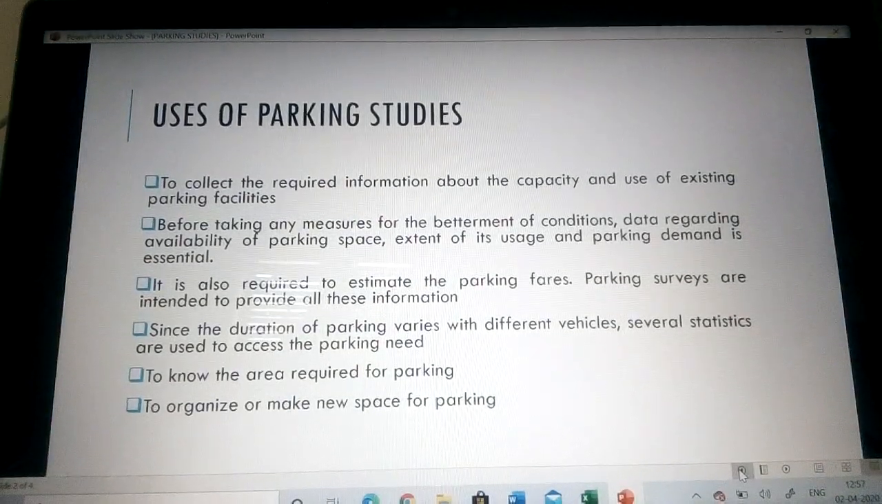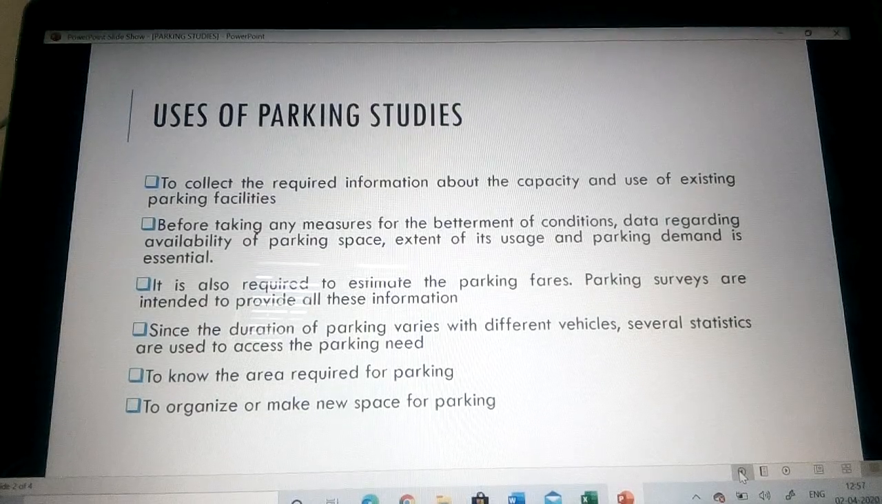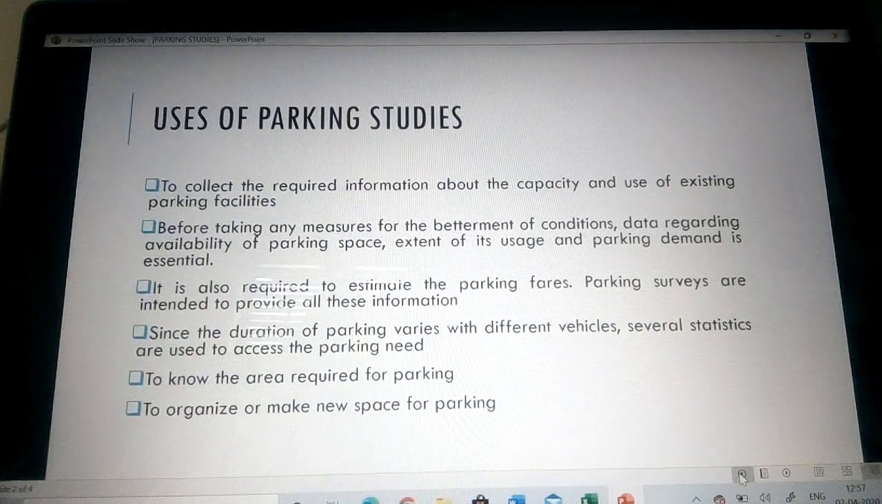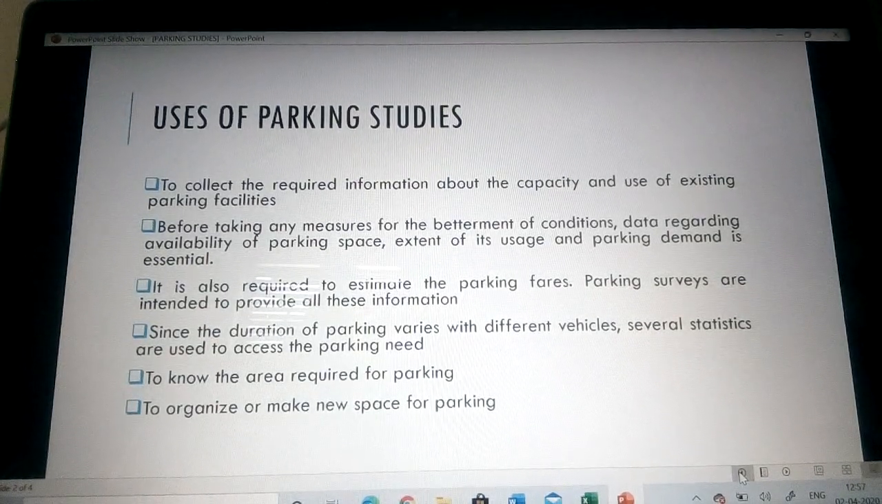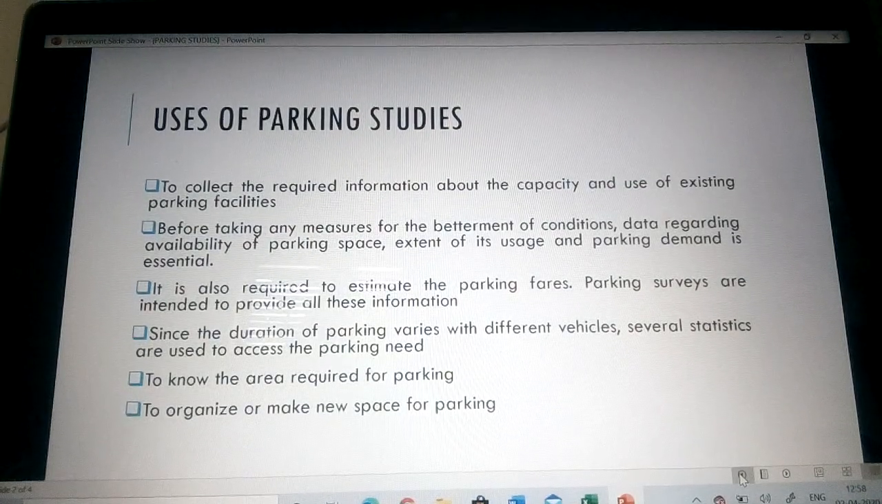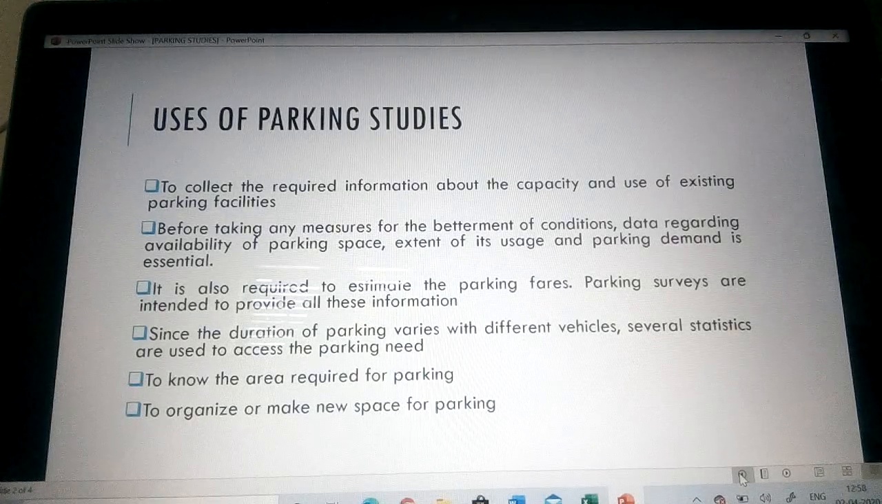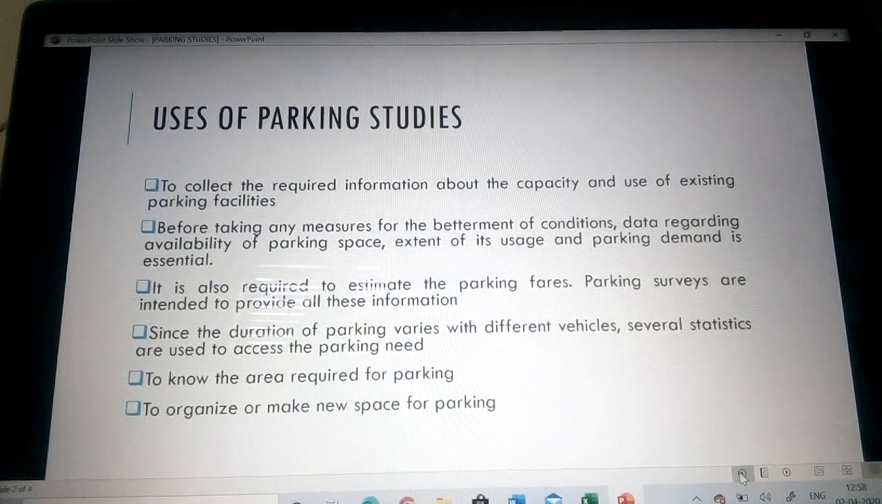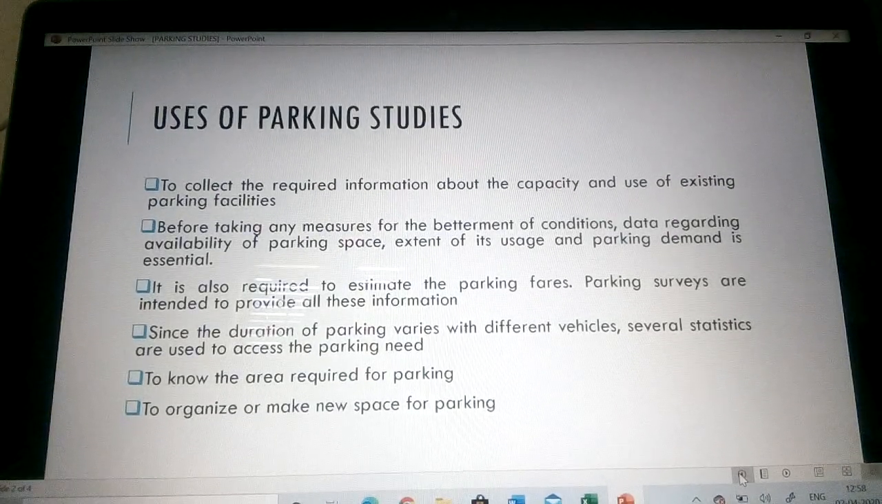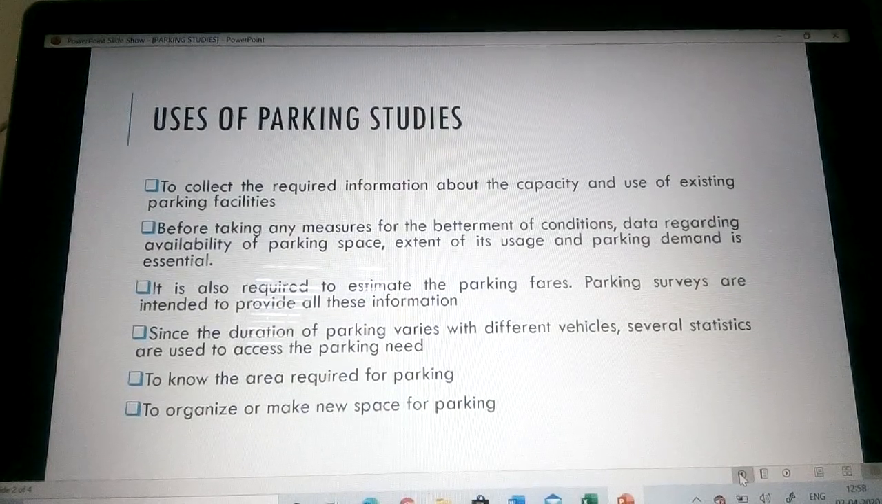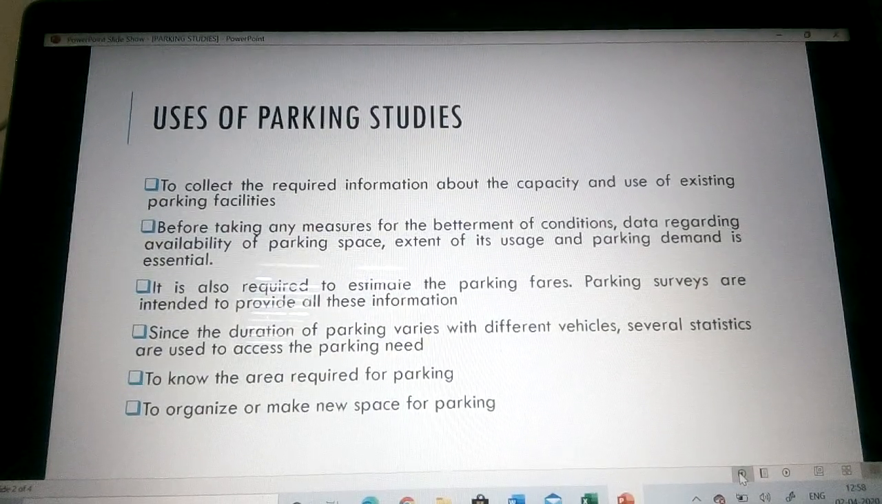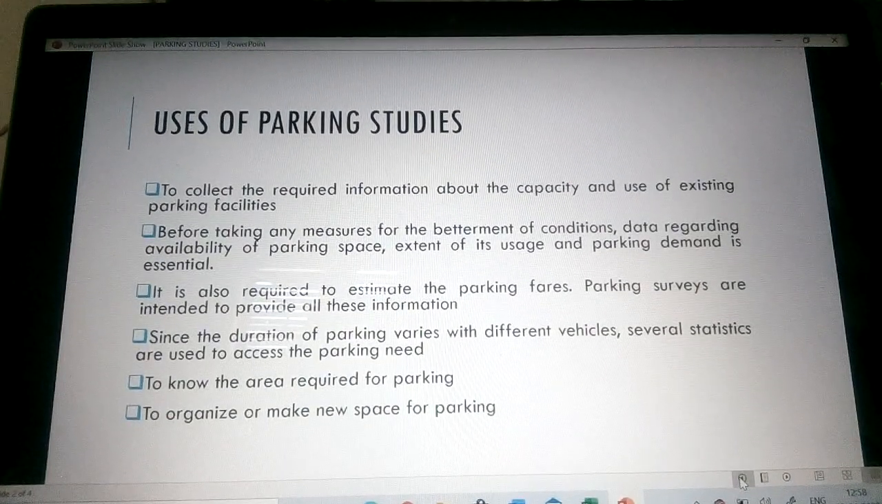Fourth, since the duration of parking varies with different vehicles, several statistics are used to assess the parking need. Fifth, we need to know the area required for parking through parking studies. And last, parking studies are useful to organize or make new space for parking. So students, I hope you have understood the uses of parking studies.